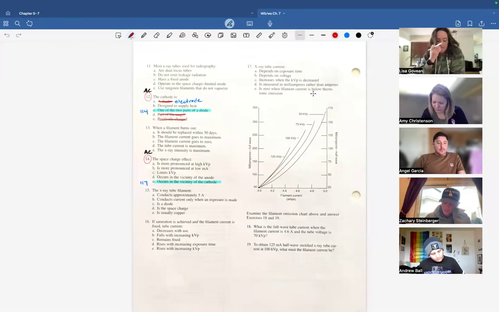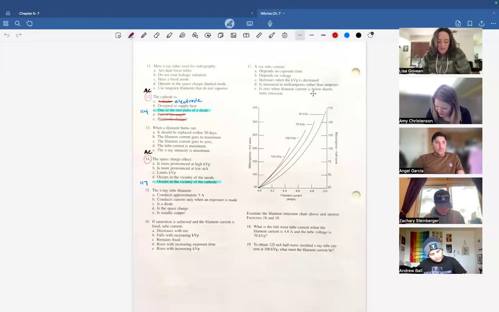So it's not B because that's high mA. It's not more pronounced at high mA, because it has nothing to do with kVp. So it can't be A or C. And it doesn't occur in the anode. We know that for sure. Right, because it's negative, right? Is it negative? Yeah. Okay. So kind of process of elimination.